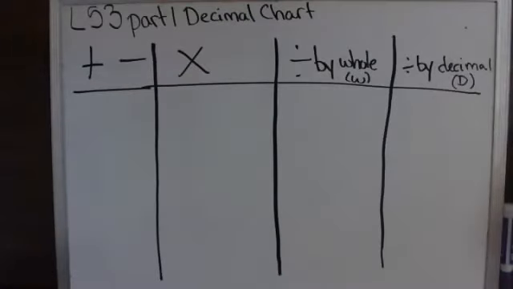This is lesson 53, part 1, decimal chart for course 1. This is part 1 of this lesson, so please come back and watch part 2 after completing the questions that go with this part.